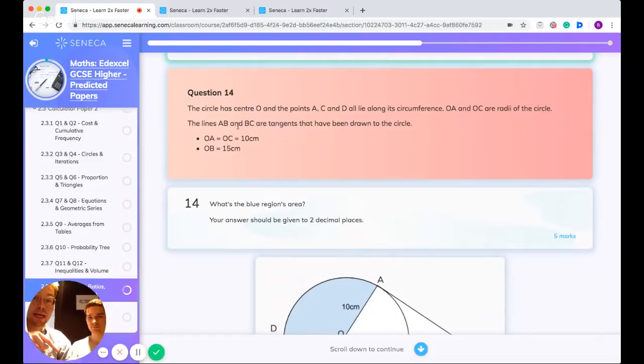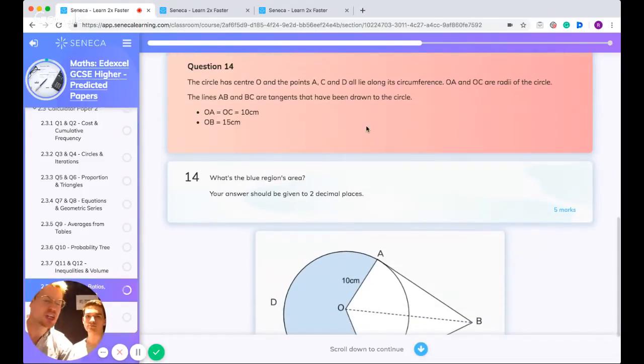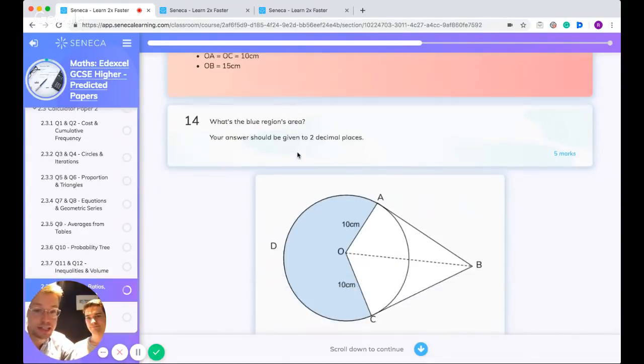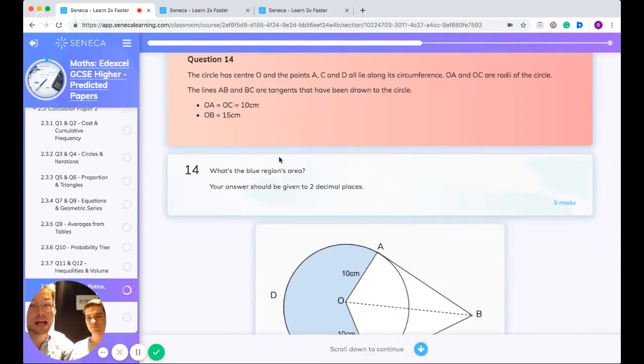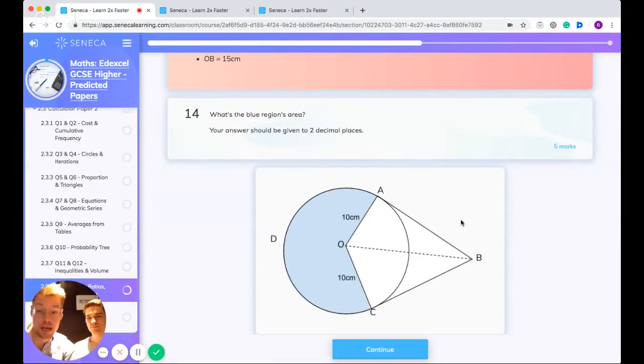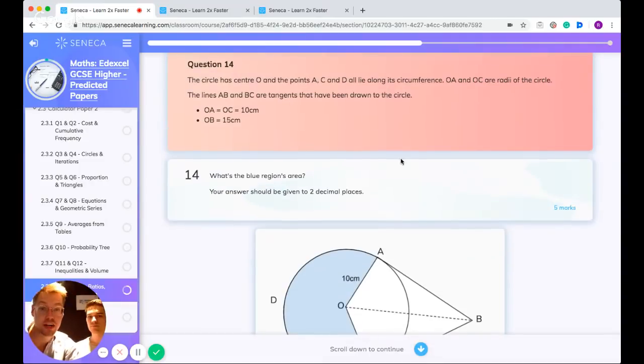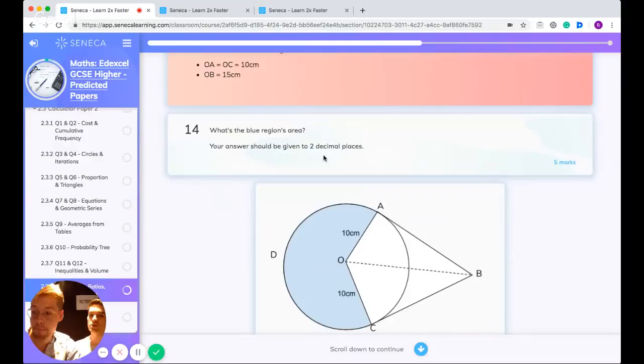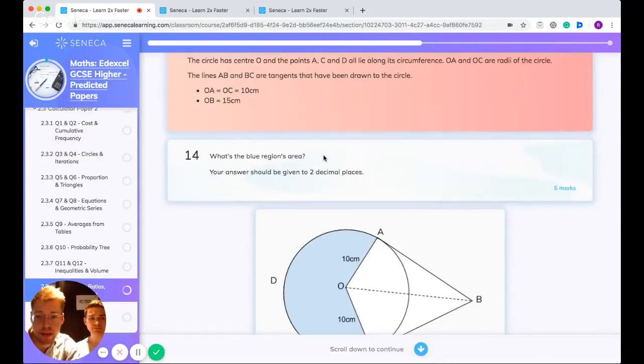The lines AB and BC are tangents that have been drawn to the circle. Oh, love tangents. Love it so much. So OA equals OC, which is 10 centimeters, and OB is 15 centimeters. And if it's not labeled on the diagram, if this was the paper, I would write 15 centimeters on OB to make sure I don't forget. So always annotate the diagram with the information that's in the question. Here the question's got a dotted line from O to B. They may not have that in the exam. So always annotate it so you don't forget anything.